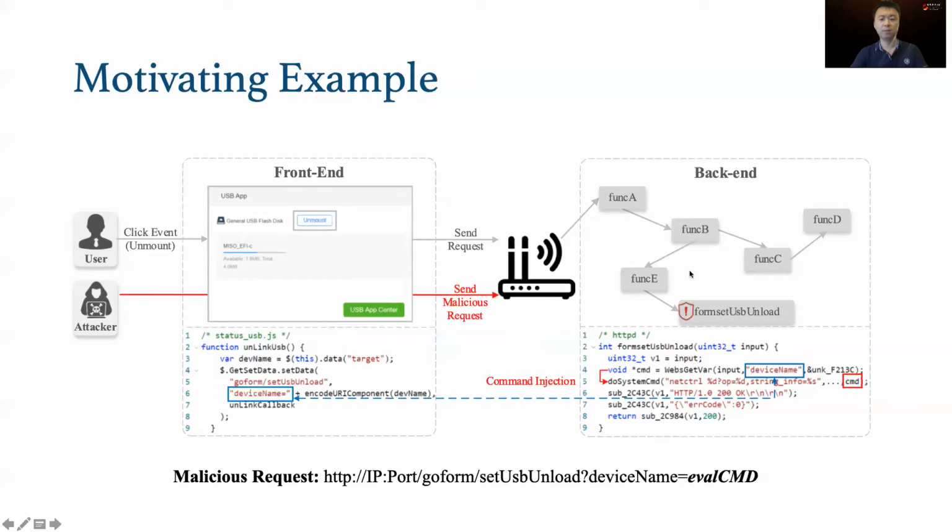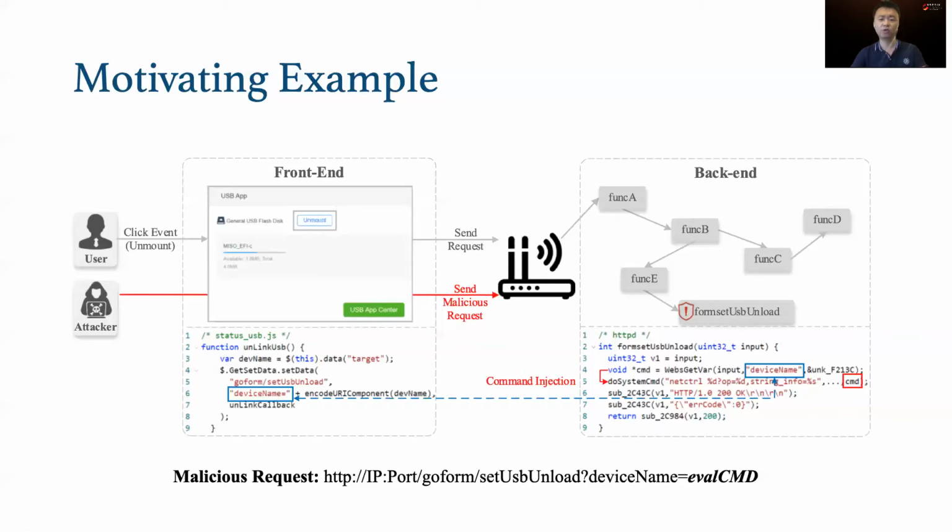On the right-hand side, the backend web server is a binary named HTTPD. It will parse the request and invoke a series of functions. Finally, it calls a function named formSetUsbUnload to retrieve the device name, synthesize a command string, then execute the command to unmount the specified device, as shown in line 4. Unfortunately, we can see there is no sanitization, so there is a command injection bug.